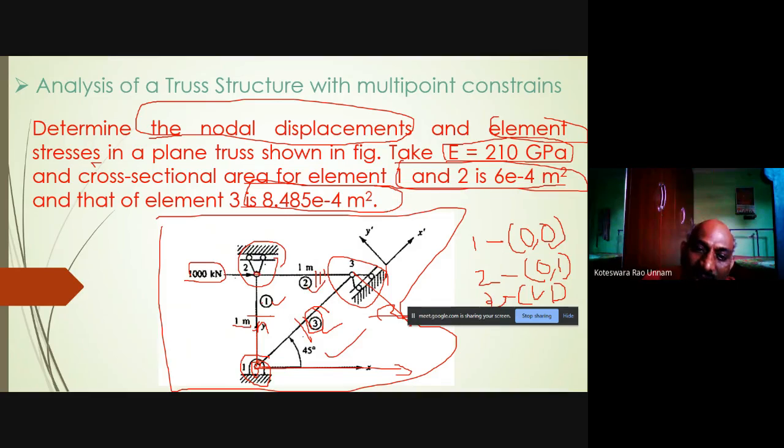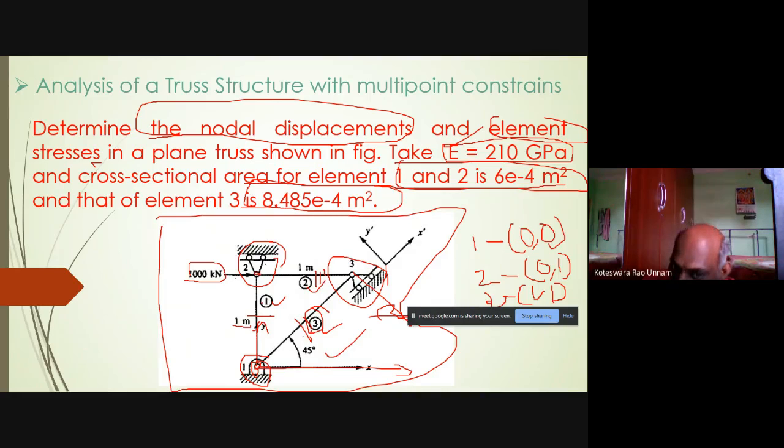So before creating these nodes and elements, first I'll define these material properties. What are the material properties here? I have to define Young's modulus. Then I need to define what is area 1 and what is area 2. Area 1 is for element 1 and element 2. Area 2 is for element 3.